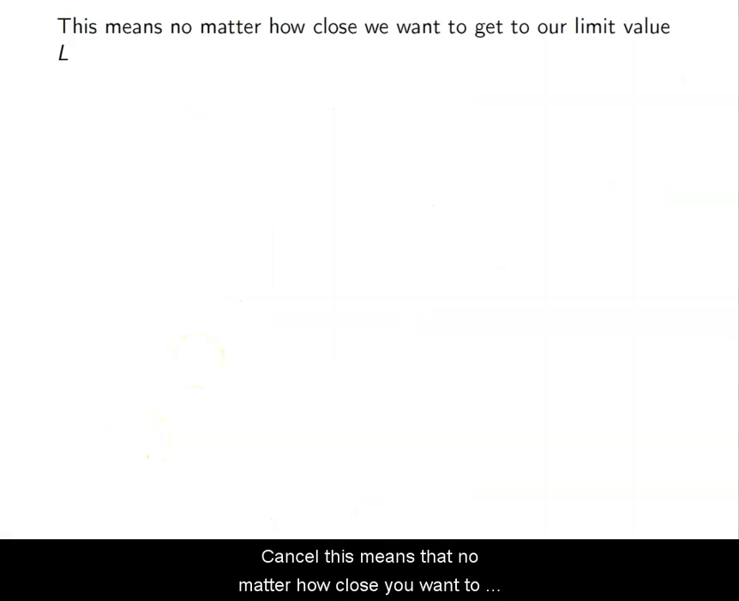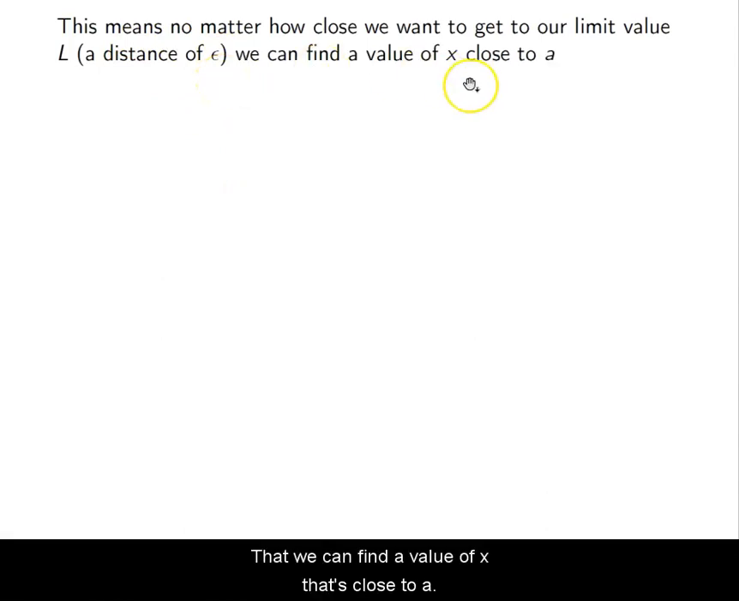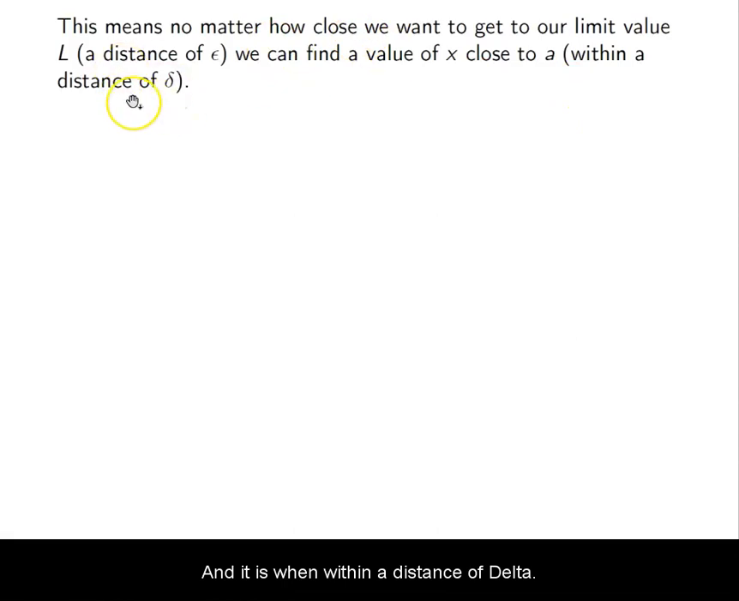Okay, so this means that no matter how close we want to get to our output, L, our limit, so within a distance of epsilon, we can find a value of x that's close to A, and it is within a distance of delta. Okay, so let's go ahead and do an example.